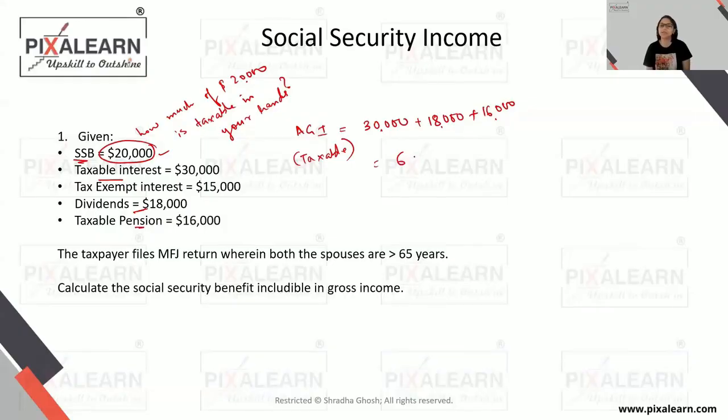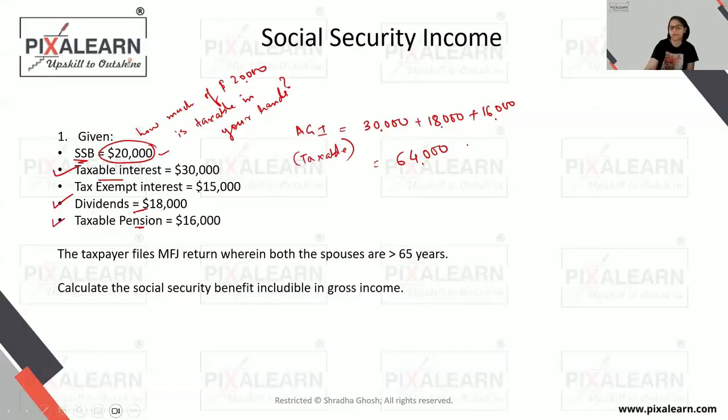Now, how much is this? 64,000. Just give me the calculation for this. And then after this, we go to the first step. So we've calculated the AGI. So I've taken this, I've taken this, I've taken this.